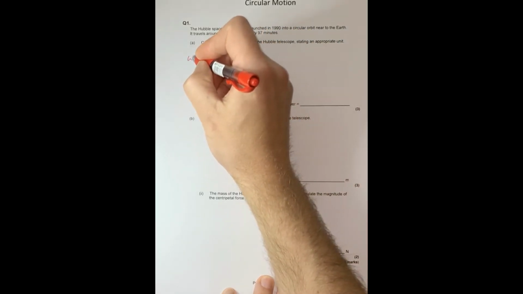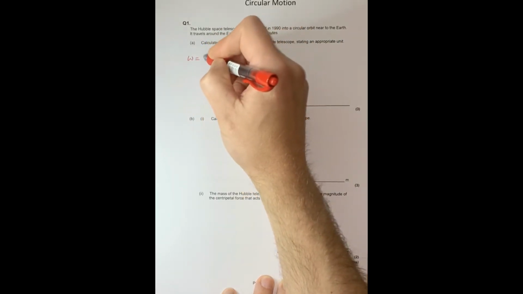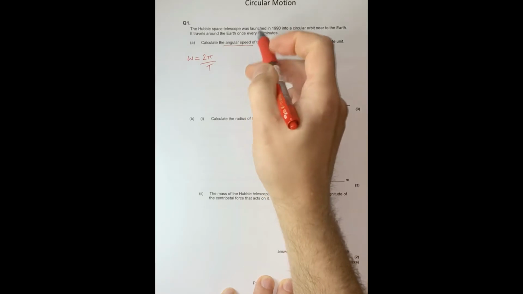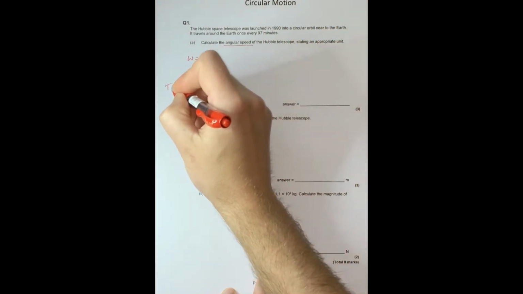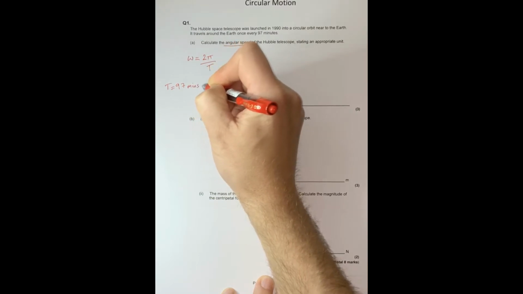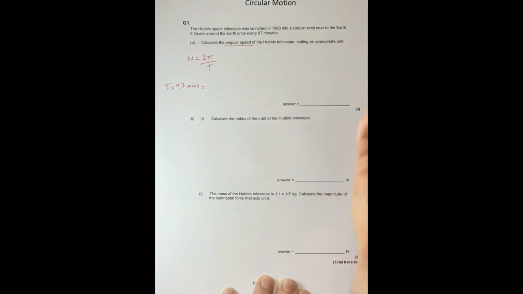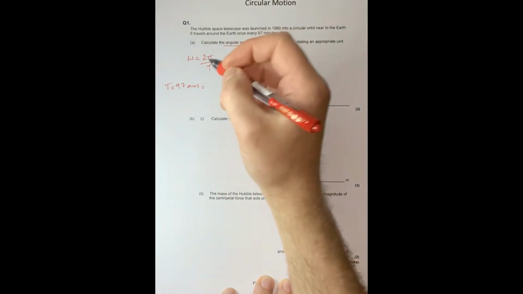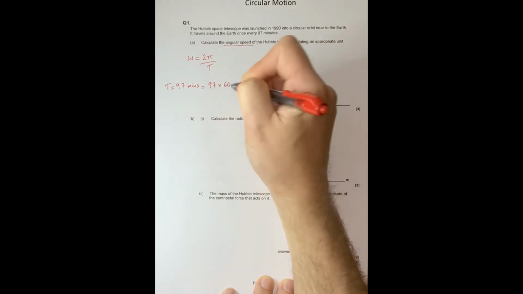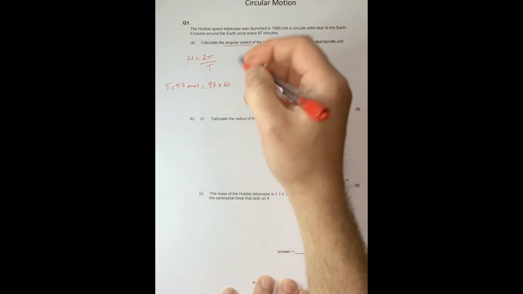Okay, so angular speed is 2 pi over t, the time period. And in this case, t is equal to 97 minutes. And I think an appropriate unit for this would be radians per second. So I need my time period in seconds. So to convert that, I would times by 60 because there are 60 seconds for every minute.